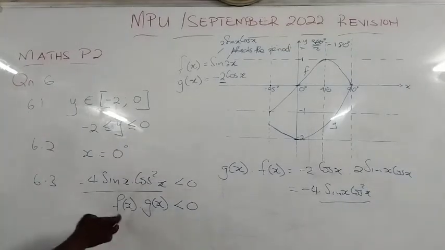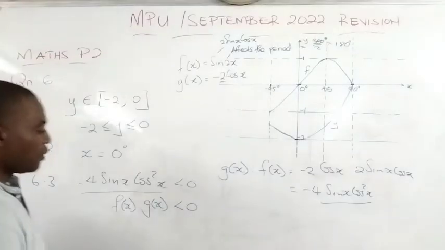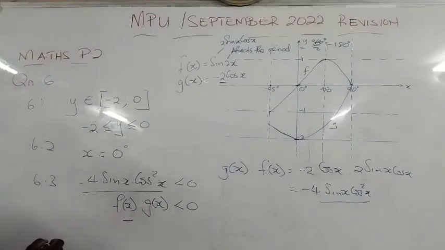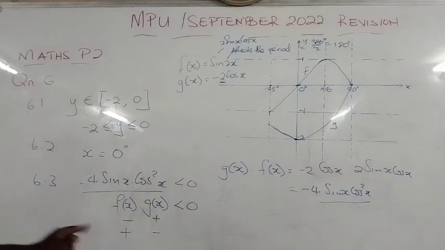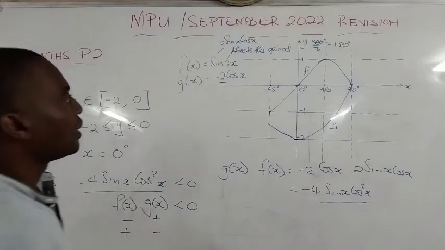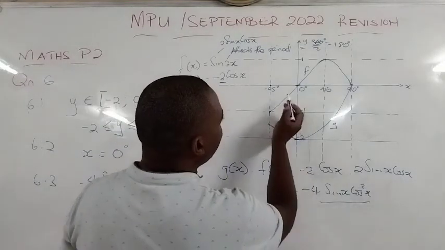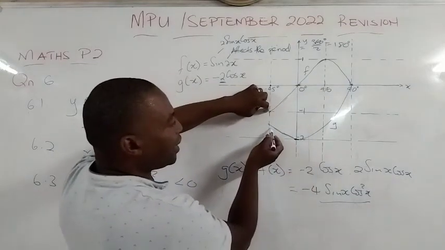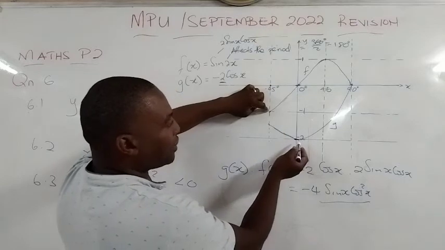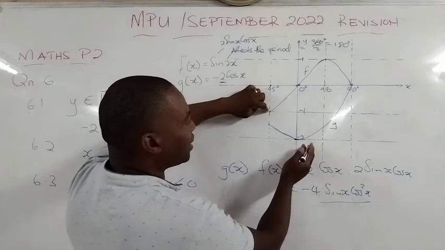So the product of the y values of these two functions must be less than 0, which means that either f of x will be negative and g of x positive, or vice versa. So now let's check our graphs. Let's look at the first condition. F of x is negative. This is where it is negative. Now we check if g of x is positive, but we see that it's also negative.